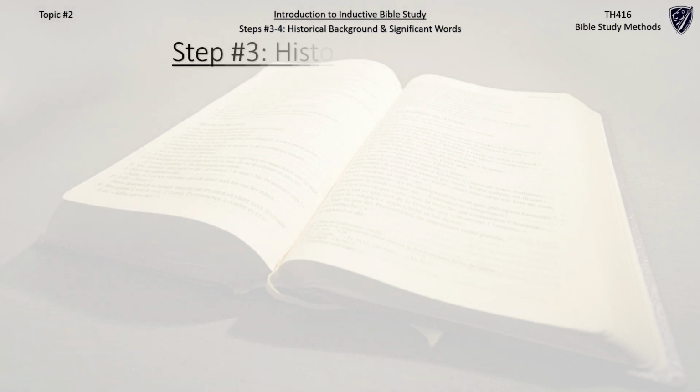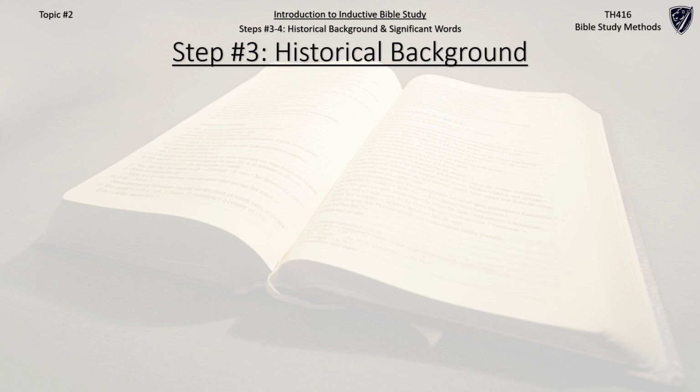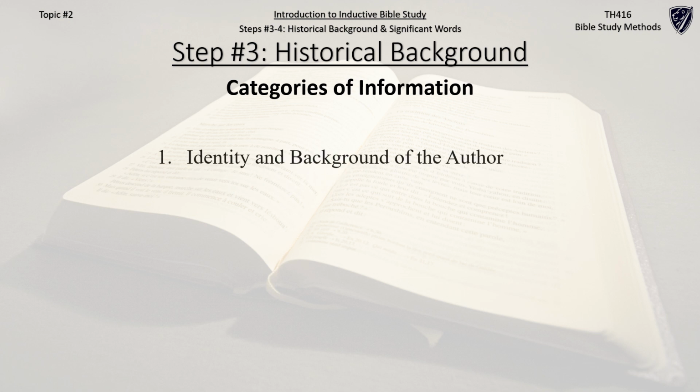Starting off, let's look at step number 3, which is the historical background. And let's look at the categories of information that are included in a historical background. Now, usually what will happen is that, if we require it in an assignment for a particular book, it'll usually be maybe at most about a page of information about these various categories. And so number 1, you'll look at the identity and background of the author. Who was the author of this book, if it can be found out?